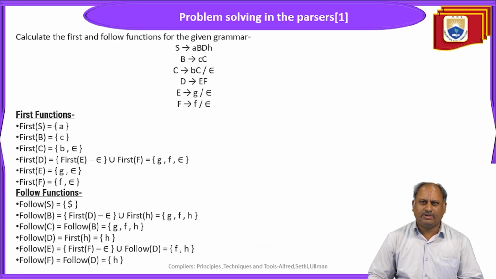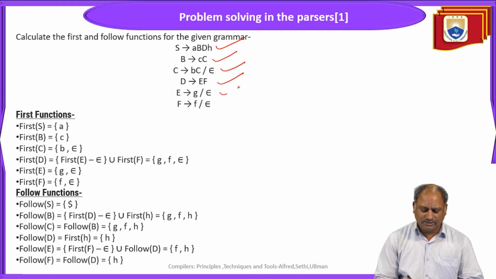Parsing table implementation. Let us take one example with a set of productions, S derives this much, B derives C, and so on, with some productions deriving epsilon. For these productions, we are going to compute the first functions and the follow functions. The first functions can be calculated with the non-terminals which are available on the left hand side only.